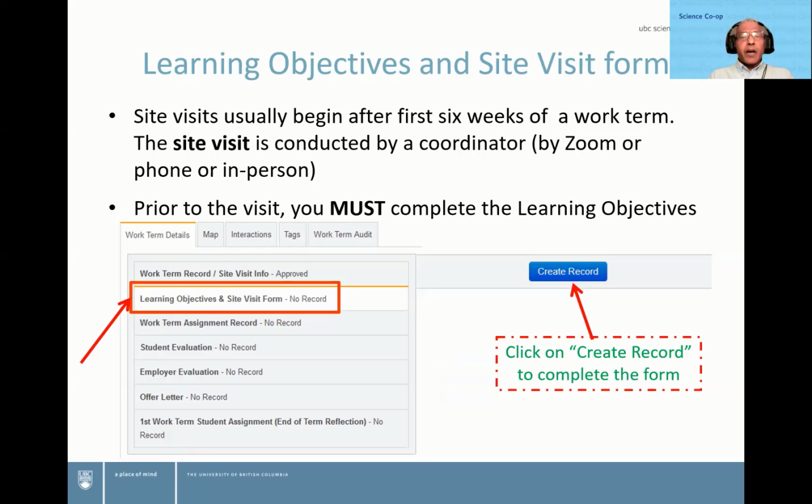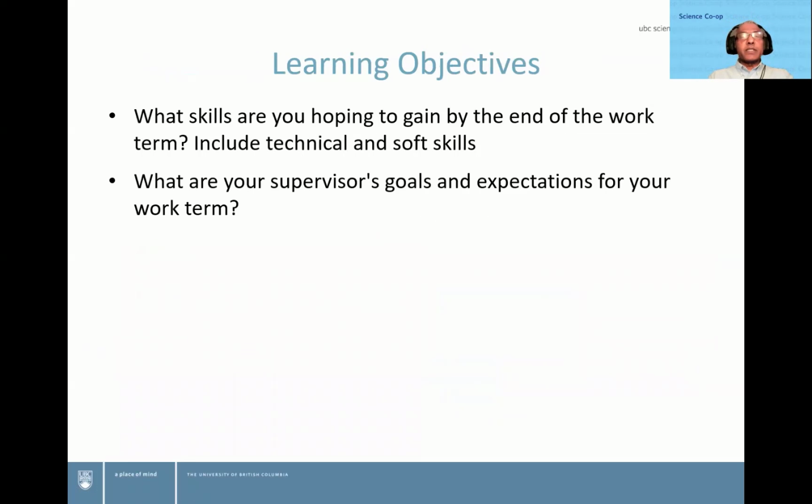Okay. Let's go to the learning objectives questions. There are 2 questions in the learning objectives form. What skills are you hoping to gain by the end of the work term? Include technical and soft skills. And the second question is, what are your supervisor's goals and expectations for your work term? Now, when you are discussing your learning objectives with your supervisor, be broad.